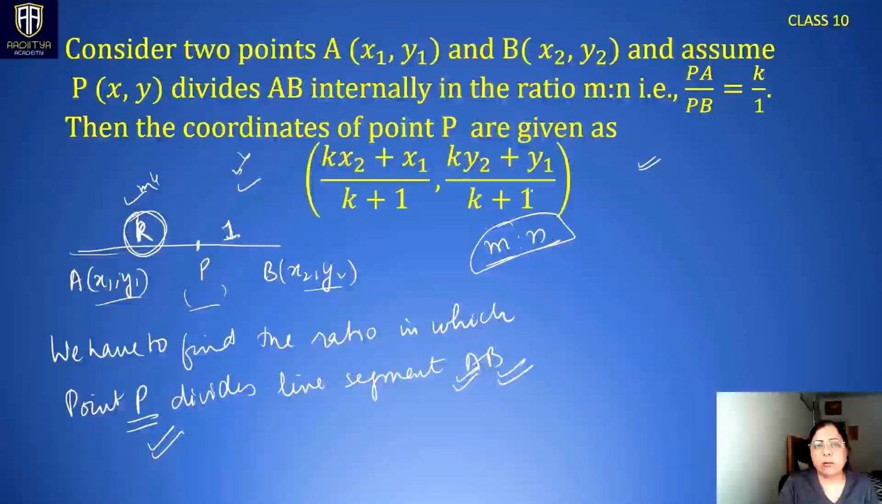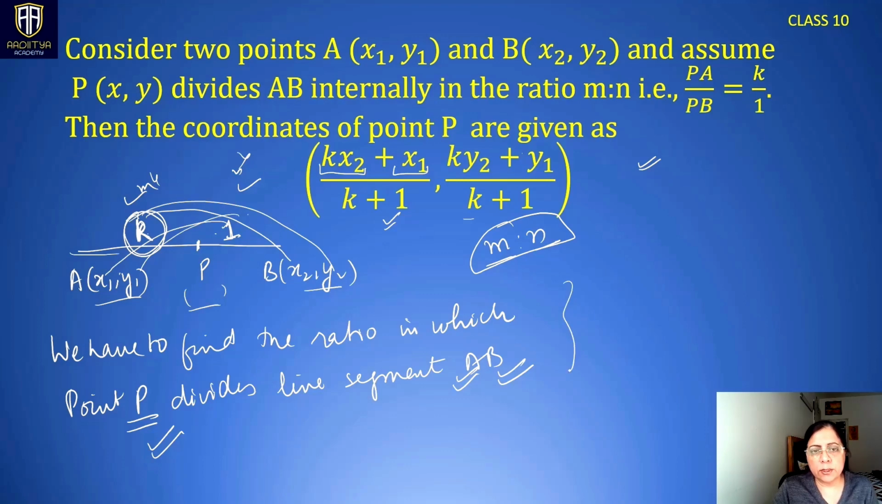In that case, the formula remains the same. The k gets multiplied by x2 and this 1 gets multiplied by x1. So this is kx2 plus 1 into x1, which is x1, divided by k plus 1. The same formula that we learned in the last slide is being applied here. For the y coordinate, this k gets multiplied by y2, former ratio, latter coordinate. Latter ratio, former coordinate: 1 gets multiplied by y1, divided by k plus 1. So we will be using this formula when we have to find the ratio in a question.